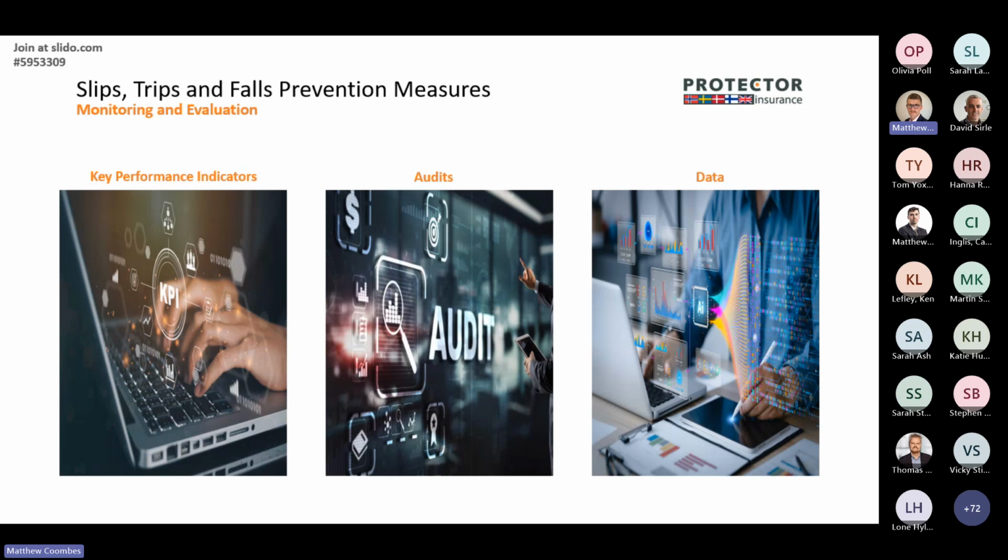Then analysing incident and near-miss data is another powerful tool for improving safety further. By examining the data, you can identify patterns or trends that might not be immediately apparent. For example, if you notice that most slip incidents occur in a particular area of your facility, this could indicate a problem with the flooring or drainage in that specific area.